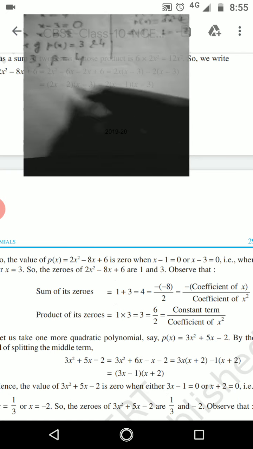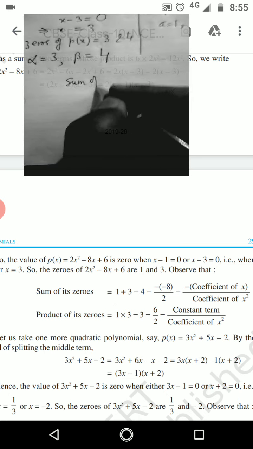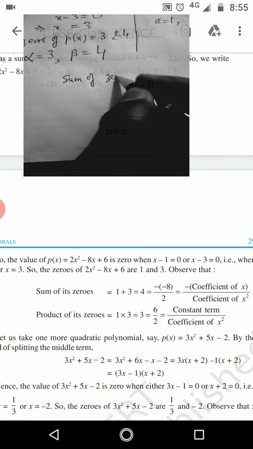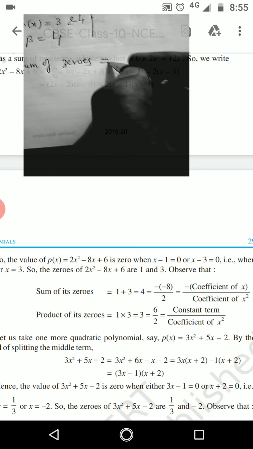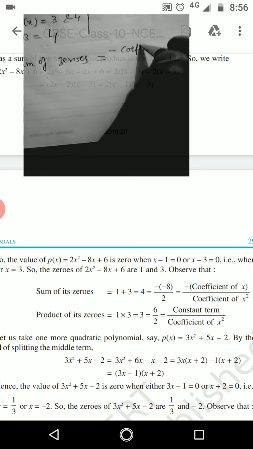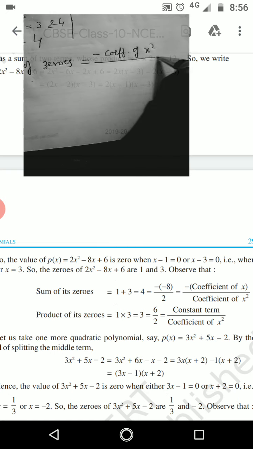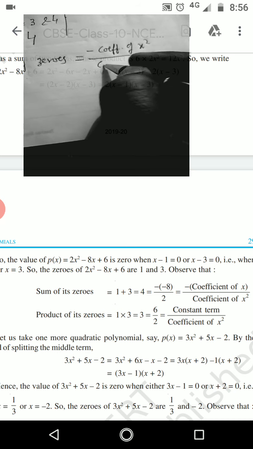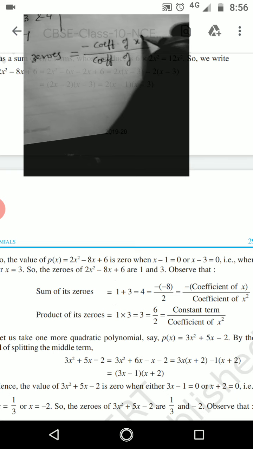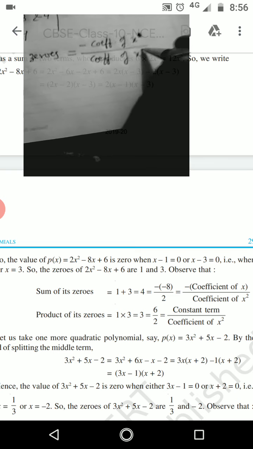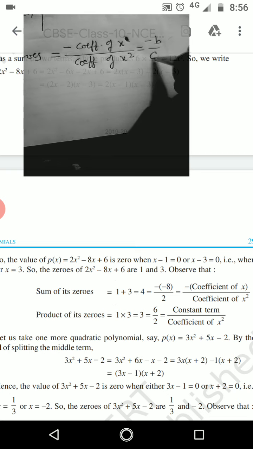So now we'll use two formulas. First is sum of zeros. This is minus coefficient of x upon coefficient of x square. It is also known as minus b upon a.